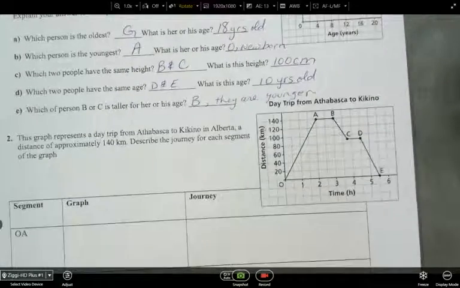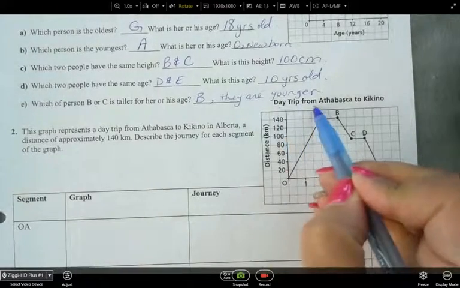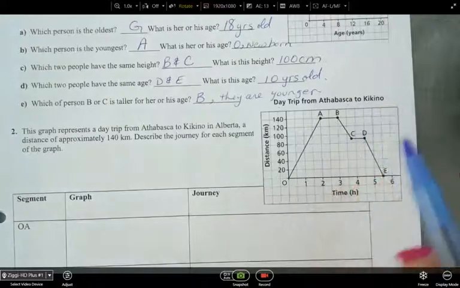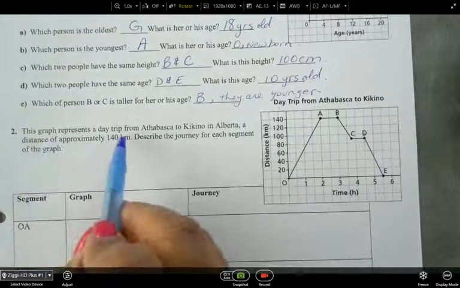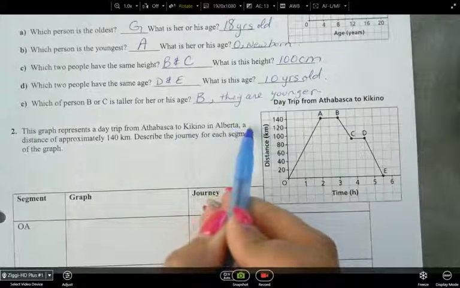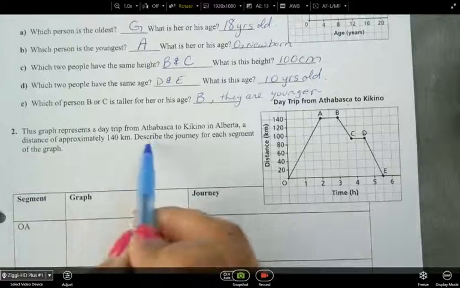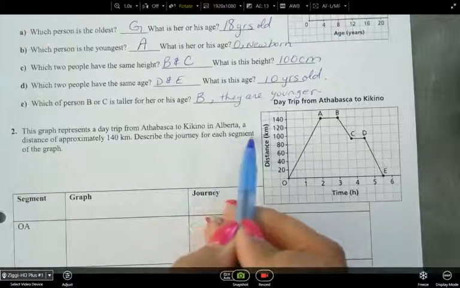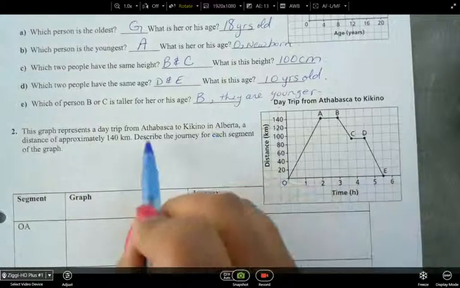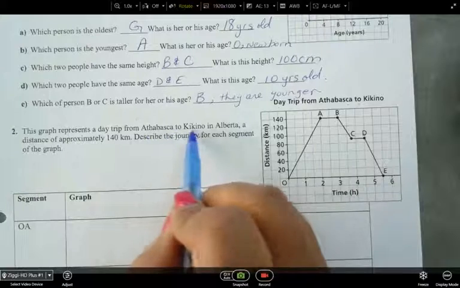All right. Now let's look at this graph here. A day trip from Athabasca to Kikino. Now, this graph represents a day trip from Athabasca to Kikino in Alberta, a distance of approximately 140 kilometers. Describe the journey for each segment of the graph. So it says that it's the distance, so you've got Athabasca to Kikino.